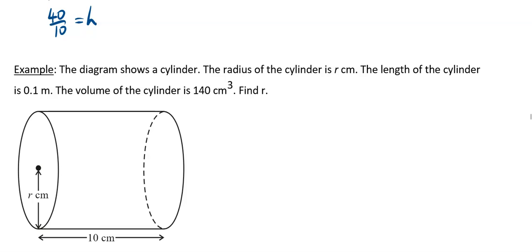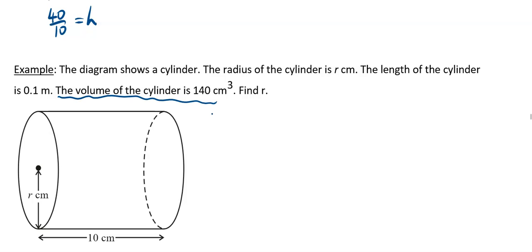Okay, this example says the diagram shows a cylinder. The radius of the cylinder is r. The length of the cylinder is 0.1 meters. The volume of the cylinder is 140 centimeters cubed. Find r. Okay, no idea. So let's just go through the question again. It's a cylinder, and it tells you the volume of the cylinder is 140.